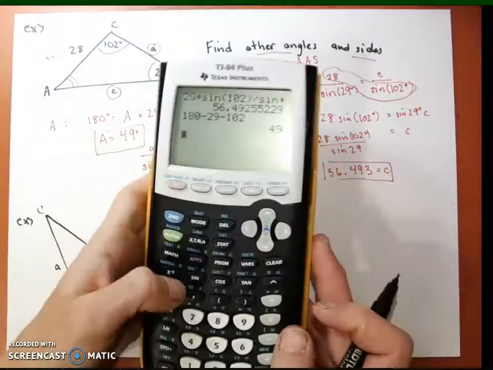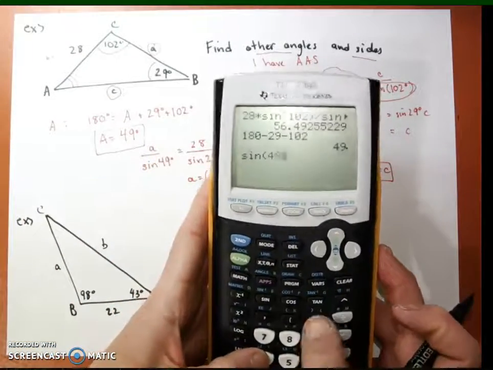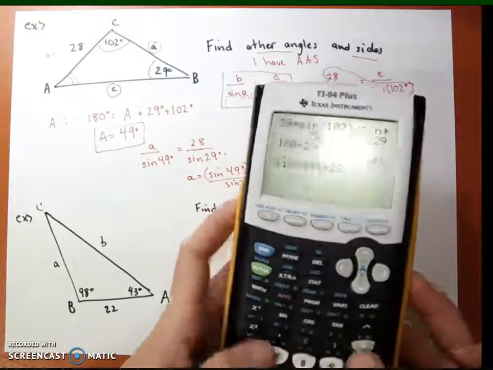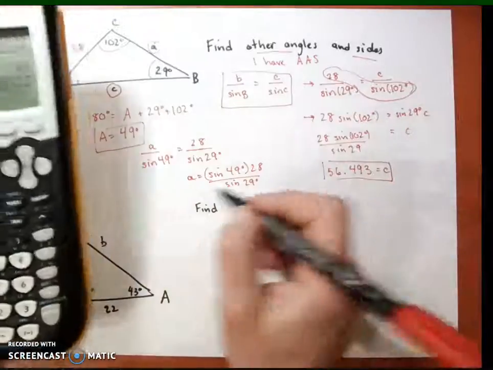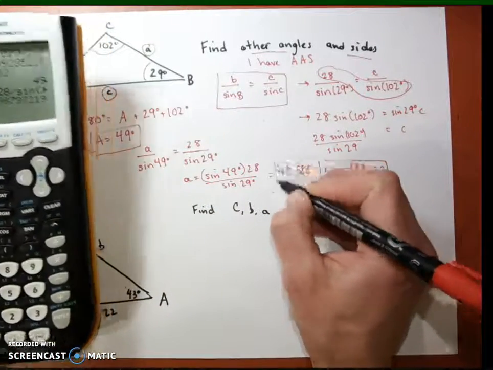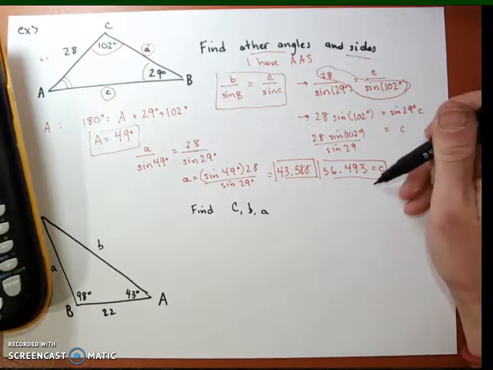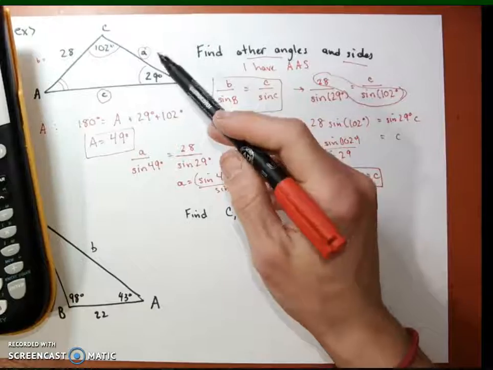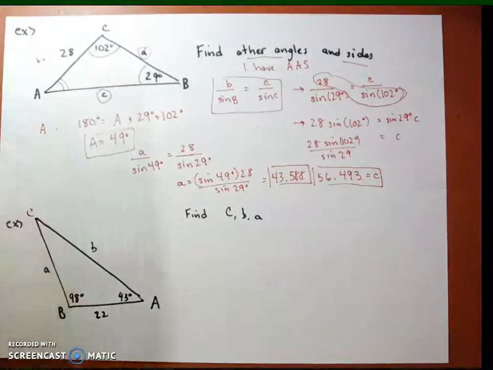So we put that into our calculator again. Sine of 49 times 28 divided by sine 29. And I find that little a equals 43.588. And this seems pretty reasonable. Side c should be the longest since it's opposite the largest angle. Side a should be longer than side b because angle A is bigger than angle B. So it's reasonable.